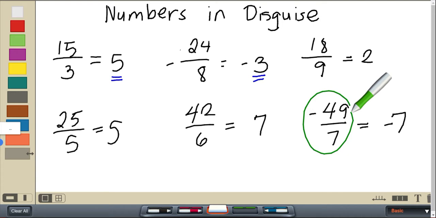So negative 49 over 7, if you evaluate that, will be equal to negative 7, and negative 7 is an integer. I hope that makes sense to you, because once you identify these numbers, you will not confuse yourself, and you will think first, oh, I need to evaluate first before I can identify if this number should be rational, it could be natural or counting, or an integer.